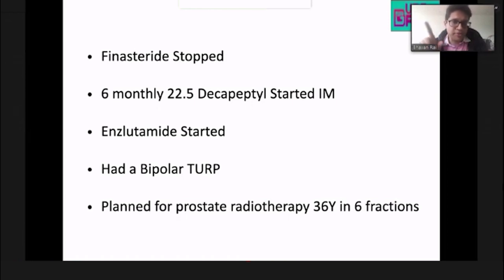Excellent. Shay makes some very good points there. There was a question asked by the participants: how have we changed our practice in the COVID era? One is the choice of systemic therapy. Secondly, I'd like to make a quick mention of why we use 6-monthly Decapeptyl injections. We used to use 3-monthly preparations previously, but to reduce healthcare contact, we've now changed to 6-monthly preparations, just to have minimal contact with healthcare.